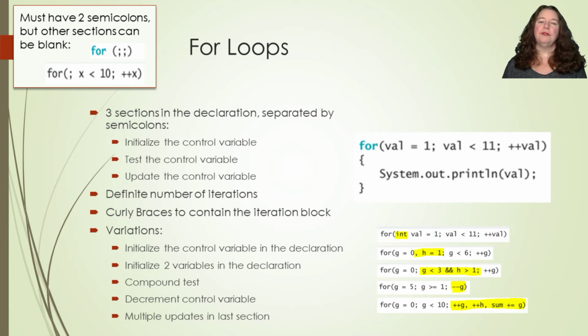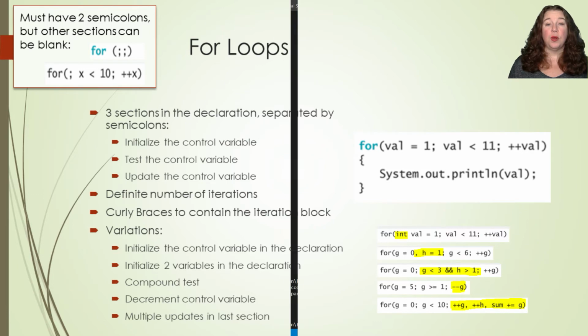There's a couple of different variations in your control area, so the declaration section. They just show you can have multiple variables in there. You can have multiple conditionals. You can use ands and ors. You can do minus minus. You can change something that isn't even part of your conditional, all inside of your declaration area. And that's okay as well.